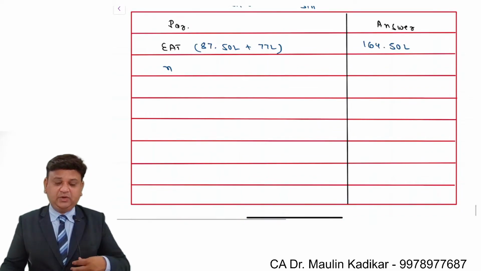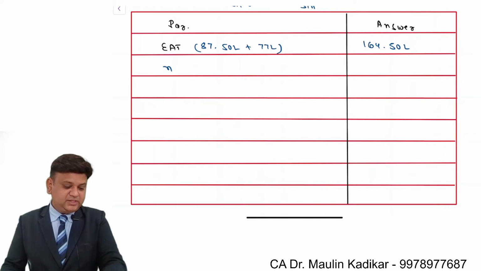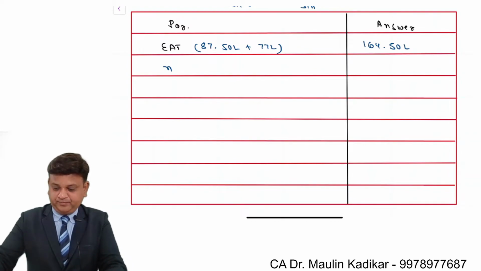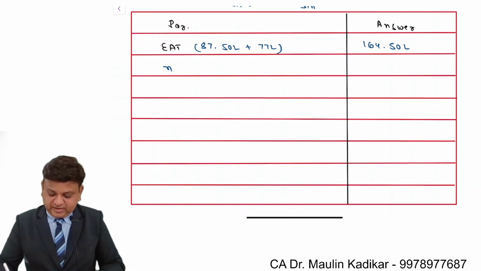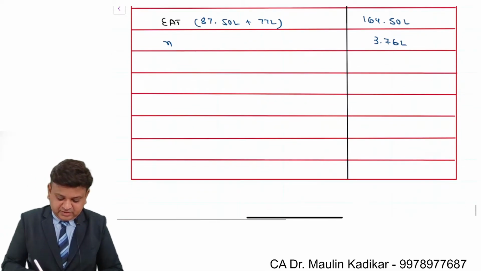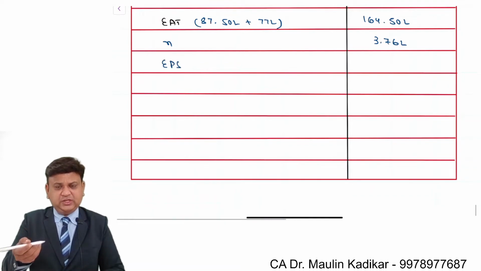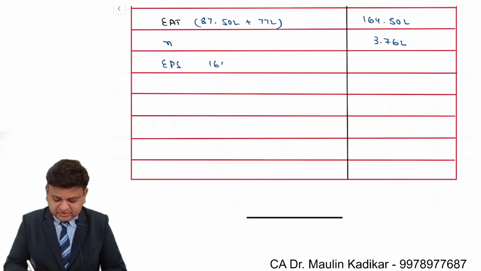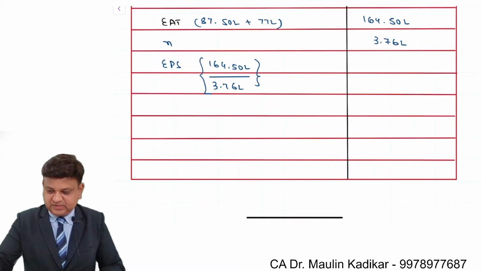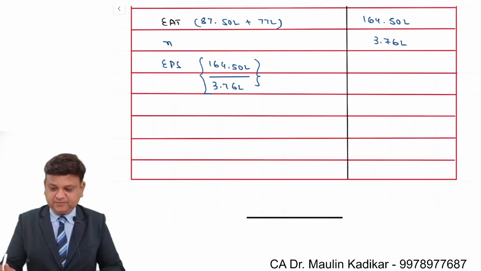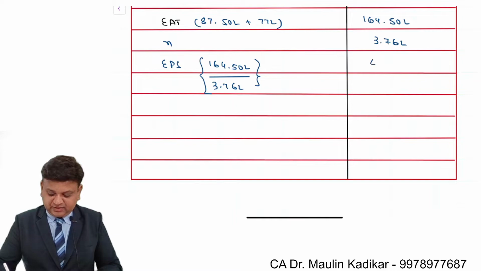Number of equity shares we already have calculated. It is exchange ratio 0.8 into 1.7 plus 2.4. That we already have calculated, 3,76,000. Now this will give us EPS because these two things have already been found. It is 164.5 lakhs divided by 3.76 lakhs. 164.5 divided by 3.76. So it is 43 rupees 75 paise.